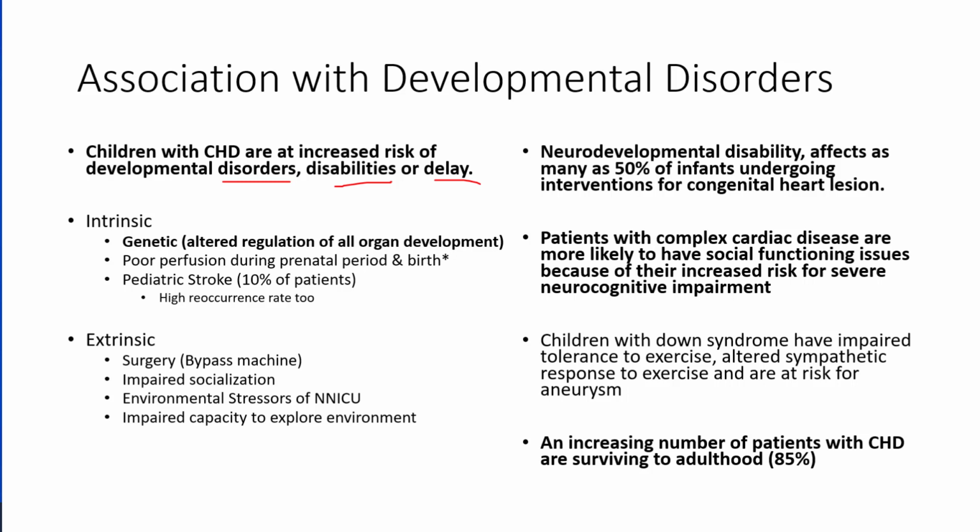So neurodevelopmental disability affects about 50% of infants undergoing interventions for congenital heart lesions. Very common. Patients with complex cardiac diseases are more likely to have social functioning issues because of the neurocognitive impairments, as well as maybe social ostracization from their peer groups. The kids with Down syndrome have these changes to sympathetic nervous system outflow. And the bigger concern is that for many years, unfortunately, kids with neurocognitive disorders or specific cardiac defects would not survive to childhood. These kids with congenital heart defects would not survive to adulthood.